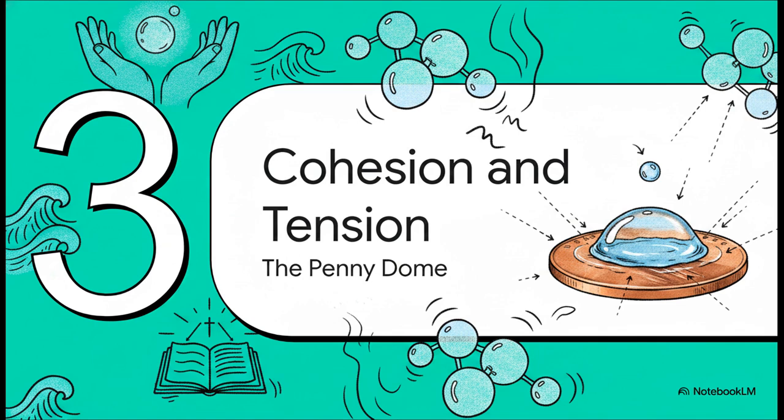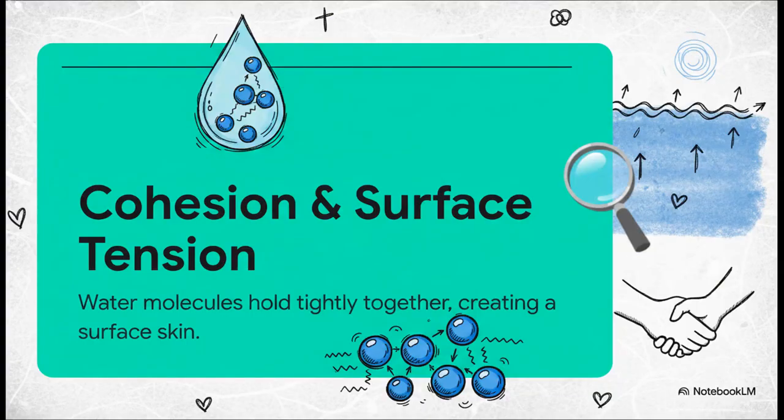Okay, Section 3, Exploring cohesion and tension, the penny dome. Before we test anything, we need to know the rule. Cohesion is the property that causes water molecules to hold tightly together. They literally love to stick to each other. Because of this intense attraction at the surface, it creates what we call surface tension, essentially a tiny, invisible skin stretched across the top of the water. Keep this definition in the back of your mind as we set up our first test.